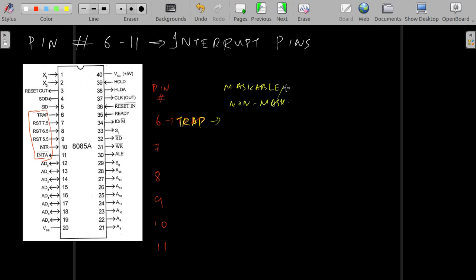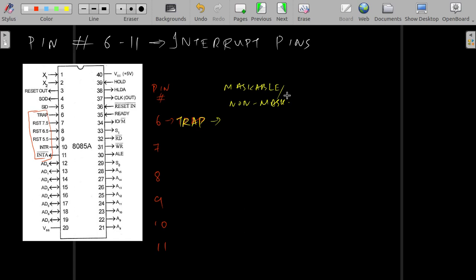So maskable means we can use an instruction or a setting to inform the processor that, suppose this interrupt comes, don't entertain it for some time. That means we are masking the interrupt. We are masking the interrupt means we are not entertaining that interrupt for the time being.